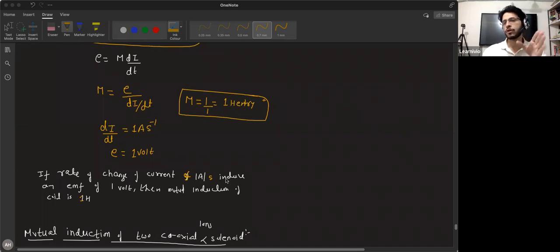So if the rate of change of current is 1 ampere per second, if you change current at the rate of 1 ampere per second and the EMF induced in your coil is 1 volt, then we call it 1 Henry.